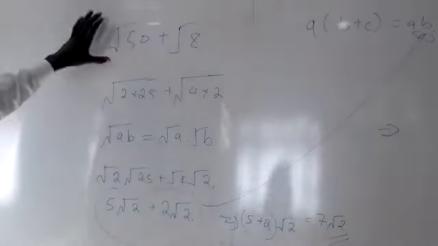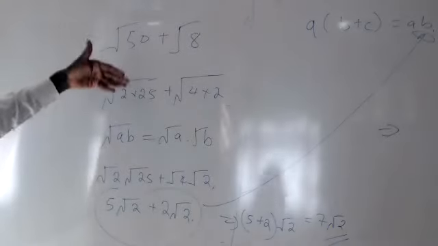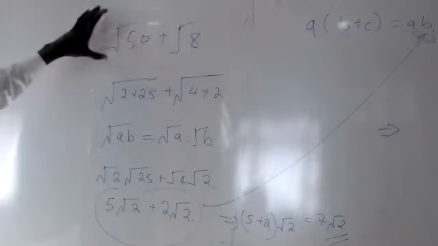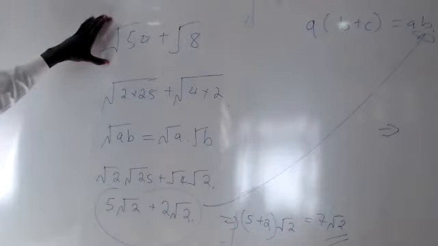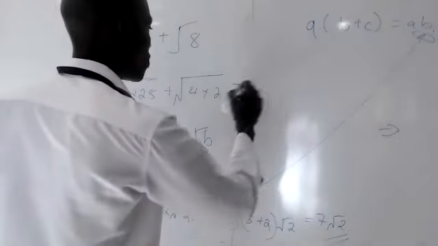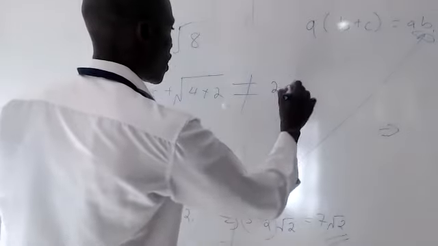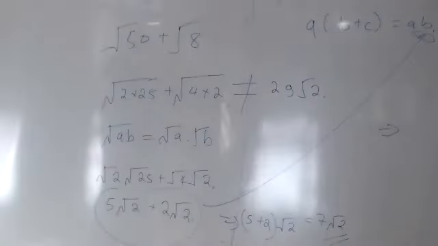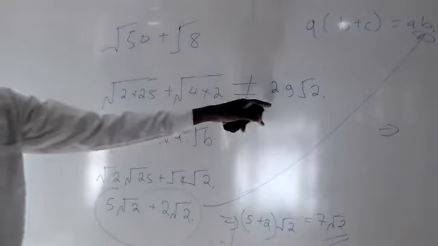When you're asked to combine a radical, you're simply asked to write another expression that has the same meaning, that will give you the same number that is represented here. There is no law that combines this. This can never be equal to 29 times square root. This is something you can prove with your calculator. These two numbers can never be the same.